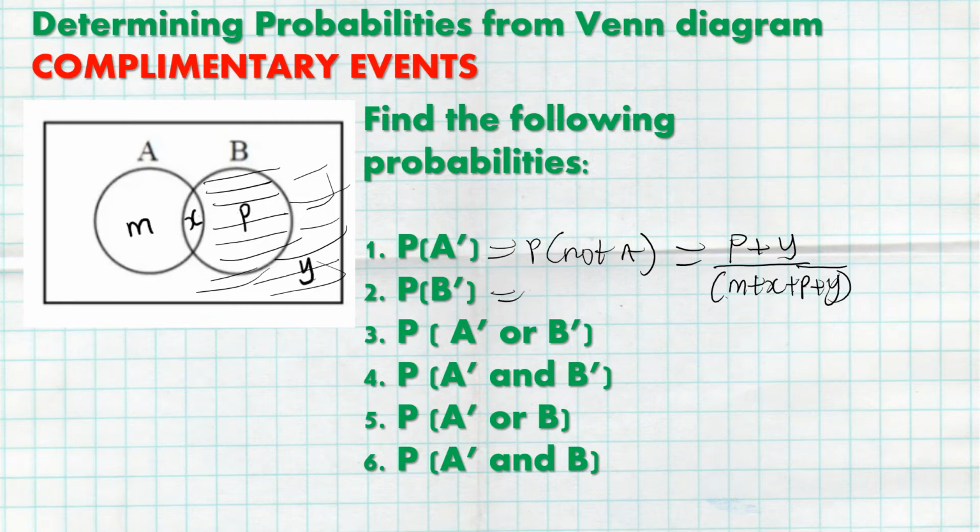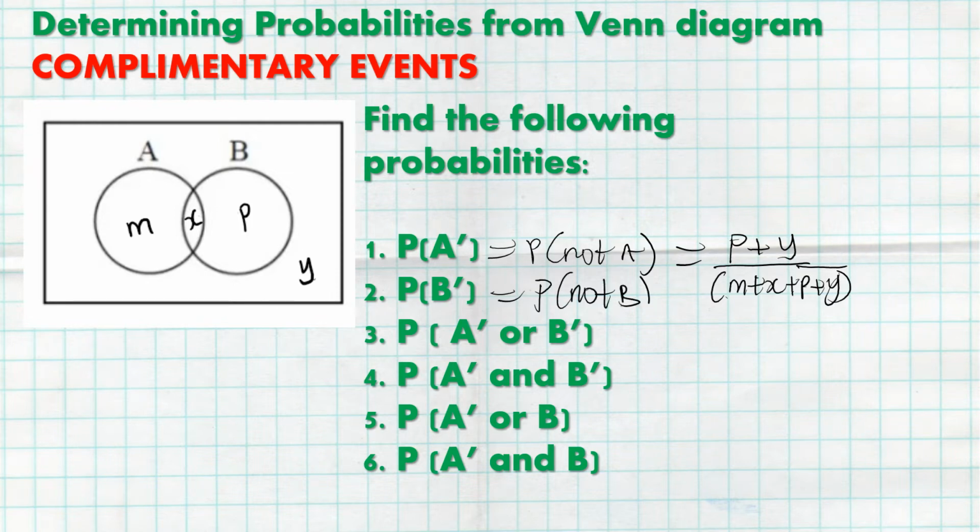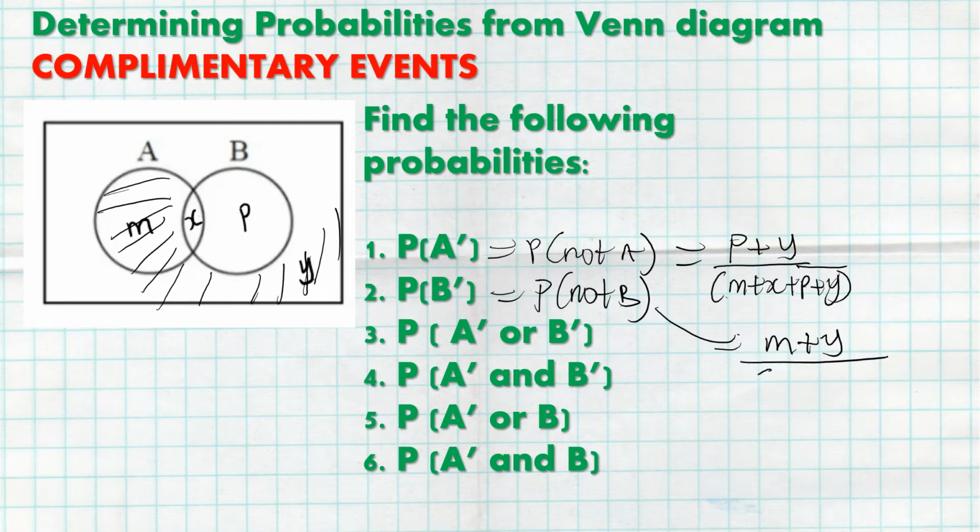Let's quickly go to this one. The probability of not in B, B prime, is the same as not in what? Not in B. Not in B, so we exclude everything that is in B, right? So it's going to be everything outside the circle for B. So it's going to be M plus Y, right? So it's going to be M plus Y, all divided by the total number of the sample space, M plus X plus P plus what? Plus Y.